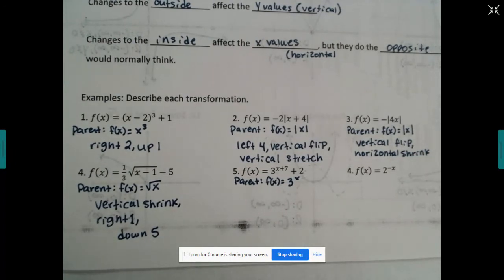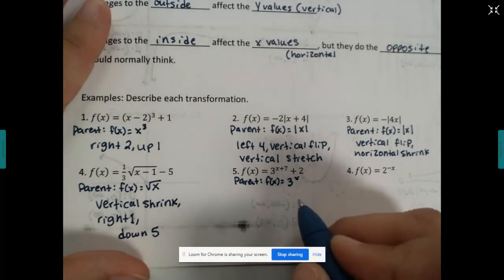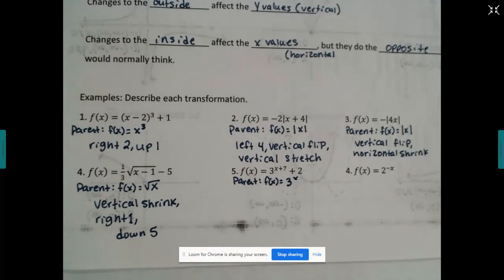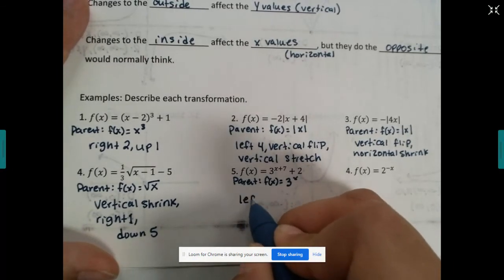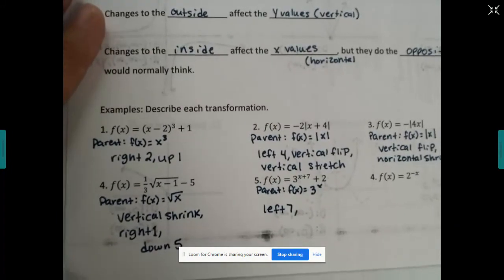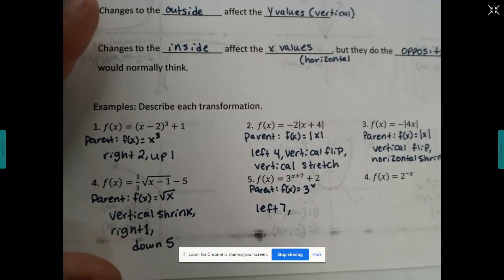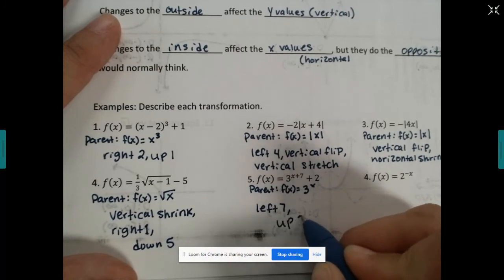So the only things we have to worry about as far as transformations are the plus 7 and the plus 2. Which, how does that plus 7 move? If it's inside. Left or right? Left. So left 7. And how about plus 2 on the outside? Up or down? Good. Up 2.